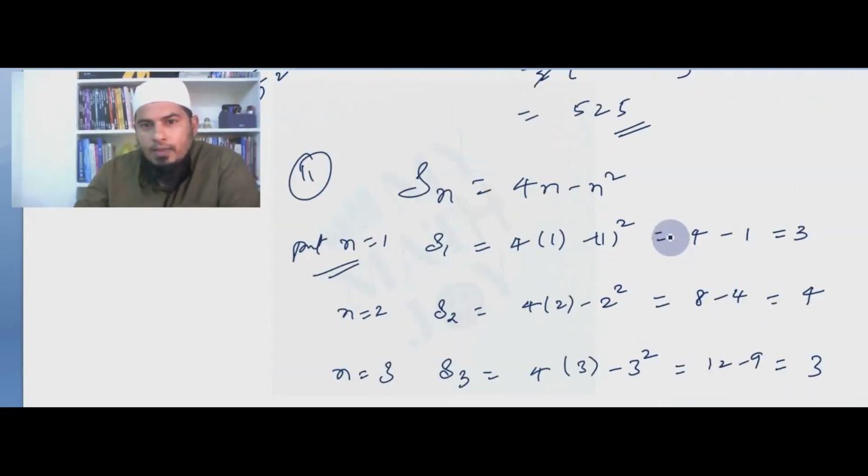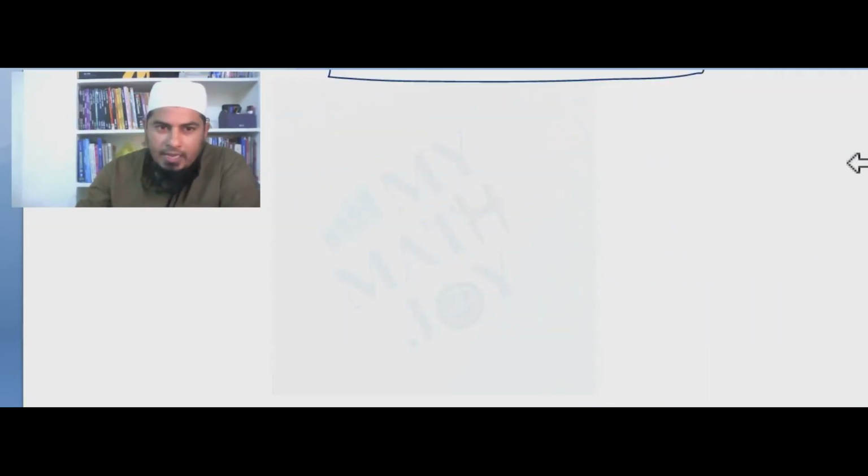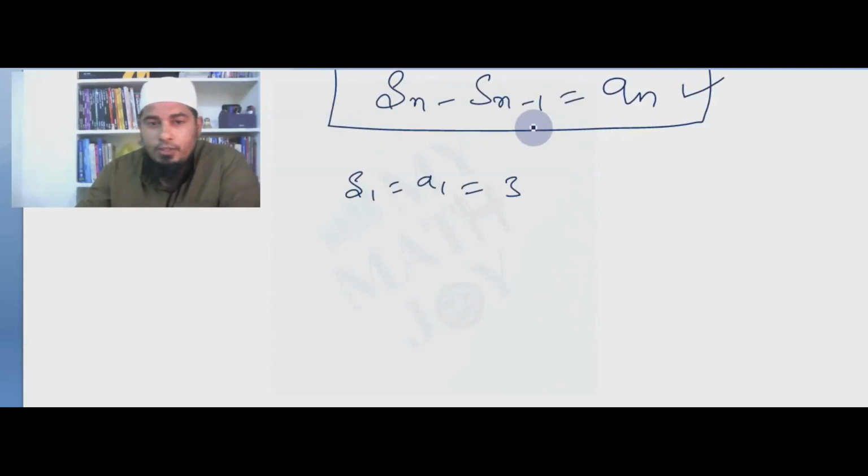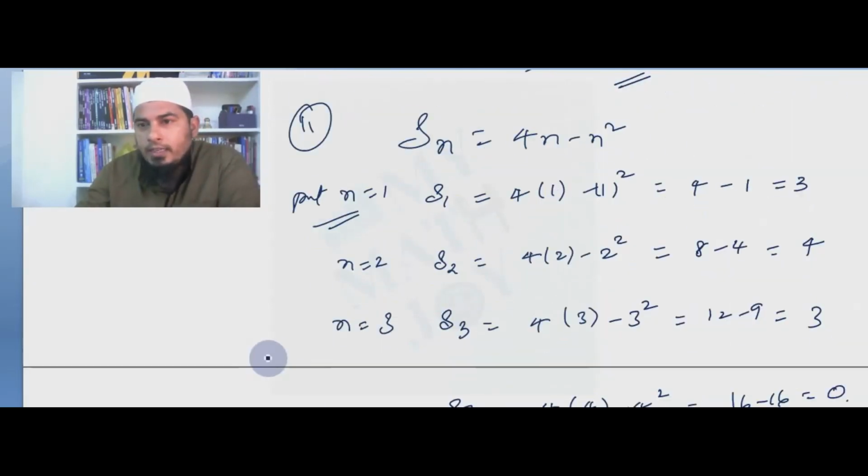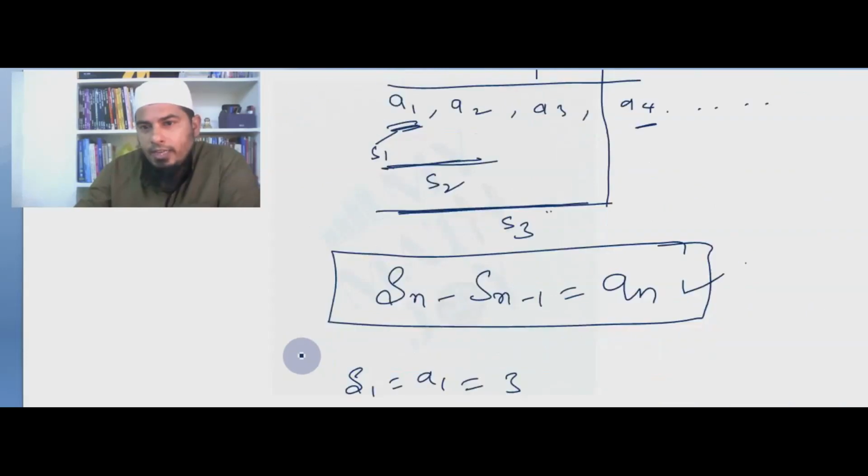What is S1? S1 is 3, and S1 is equal to A1, which is 3. S1 is equal to A1, but S2 is not equal to A2. S2 is different, A2 is different. How to get now A2? A2 is nothing but S2 minus S1. And S2 value we got here in the list is 4 and S1 is 3.